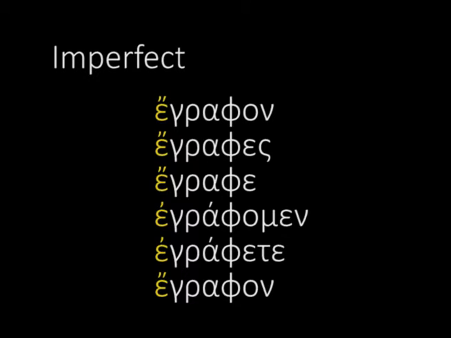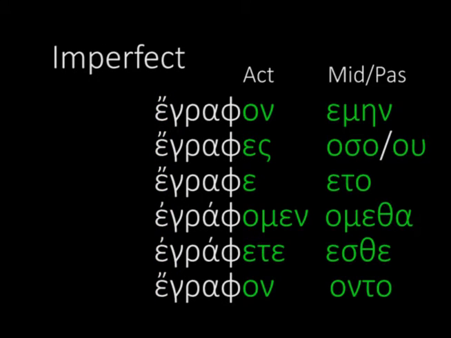The imperfect deals with incomplete or continuous actions in the past. It is formed by taking the present stem of the verb, adding on an augment, then adding on the secondary active or middle passive ending. There are two indicators of the past tense, the augment and the secondary endings. The secondary ending is going to be the easiest way to identify the verb.